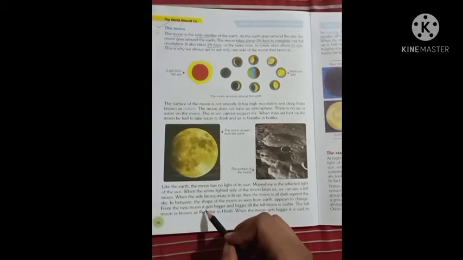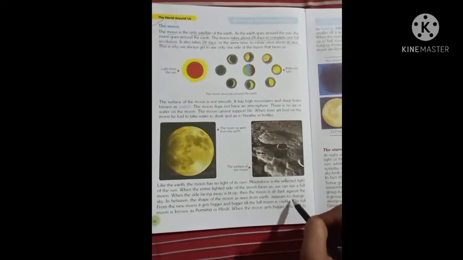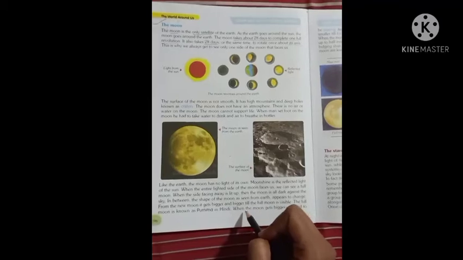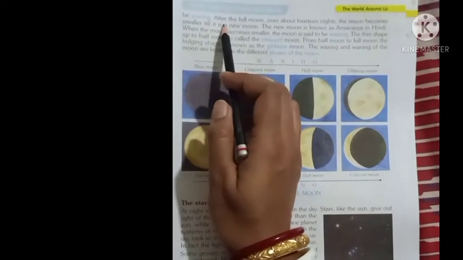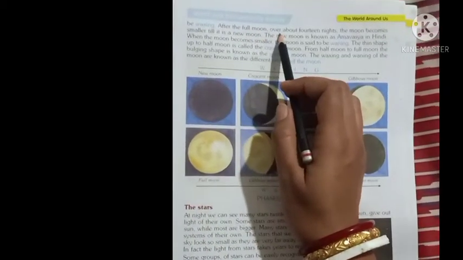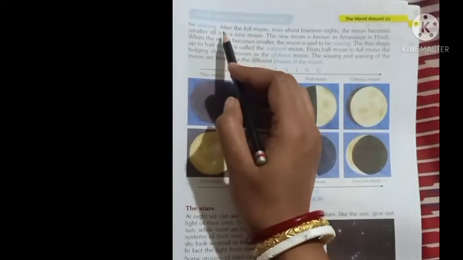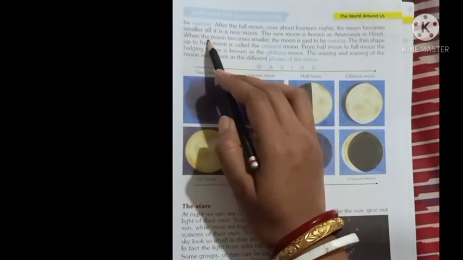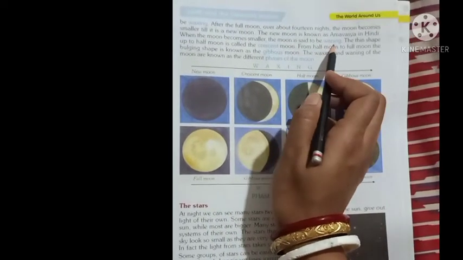From the new moon, it gets bigger and bigger till the full moon is visible. The full moon is known as Purnima in Hindi. When the moon gets bigger, it is said to be waxing. After the full moon, over about 14 nights, the moon becomes smaller till it is a new moon. The new moon is known as Amavasya in Hindi. When the moon becomes smaller, the moon is said to be waning.